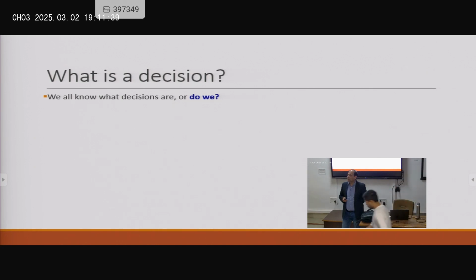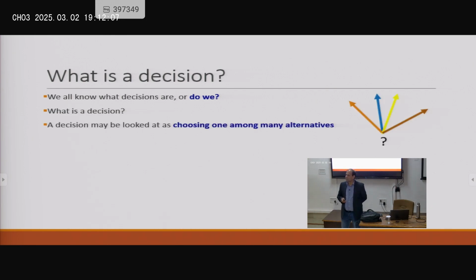We all know what decisions are, right? What is a decision? So we got choosing a course of action. What else? From a set of multiple actions. That's one of the definitions I usually get. So a decision may be looked at as choosing one among many alternatives, right? That's the type of answer I'm getting.